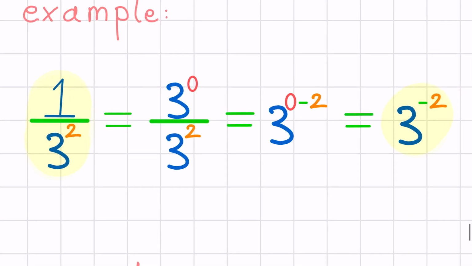Now we can apply the quotient rule and subtract the exponents, and we're going to be left with minus 2. And no matter what I replace 3, or in this case also 2 with, I will always be left with a negative exponent, because we can write the numerator as a number raised to the power of 0, and the denominator as that number raised to a positive exponent. And when we subtract any positive number from 0, we'll be left with a negative number as our power.